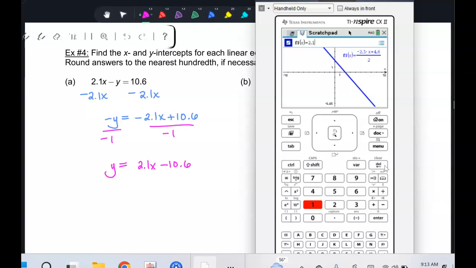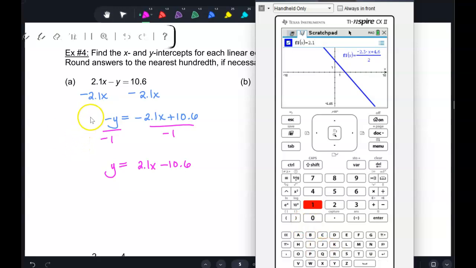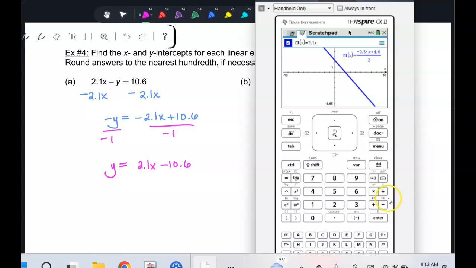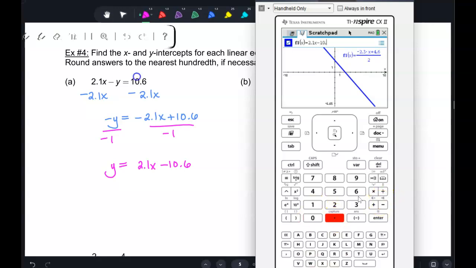So we do 2.1x minus 10.6. Do I press enter? What is it called? Tab. Press tab. And then do I press enter?